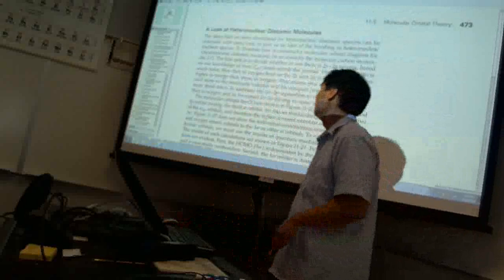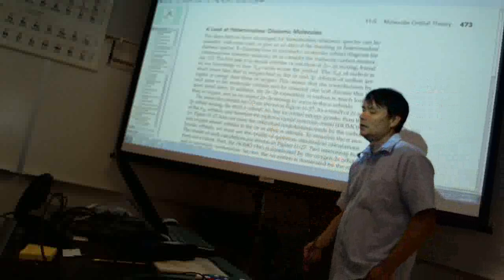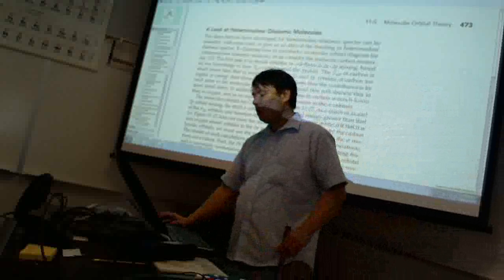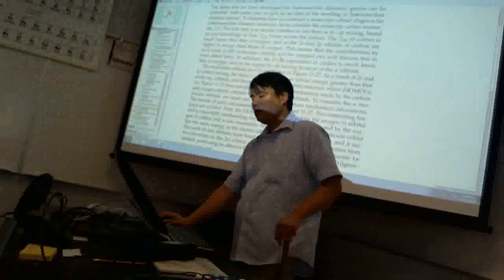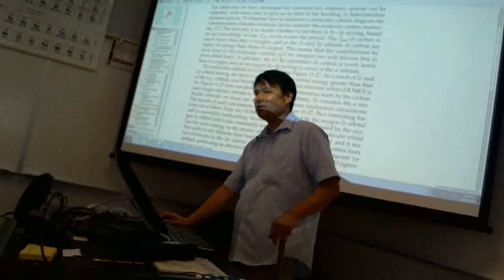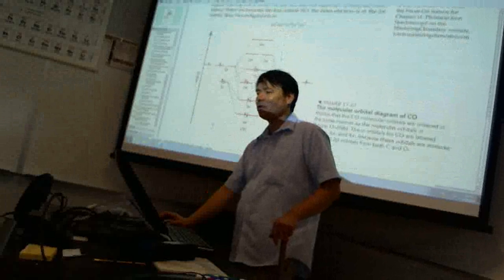Okay, those are the simple diatomics. Now we're going to look at a little bit more complicated one, the heteronuclear diatomics, and we're going to look at carbon monoxide. Carbon monoxide is not easy. The reason is because carbon is less than 8, oxygen is equal to 8. So which diagram do we use?